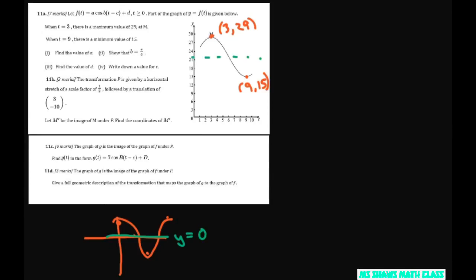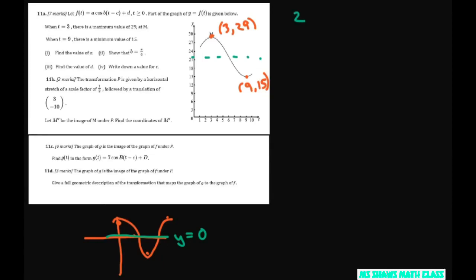So here we have 3 comma 29 and 9 comma 15. So basically, to get the midline, you know the characteristic curve of cosine starts at 1 and looks like this for a full wave. So it's something like that. So basically, the midline here is y equals 0. So we need to find the midline here, and to do that, we're going to look at the y part.